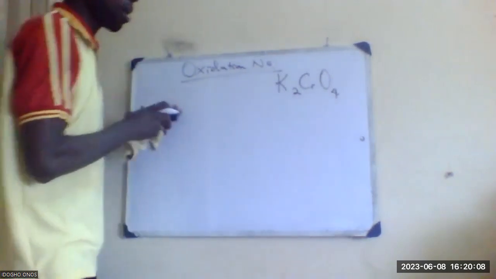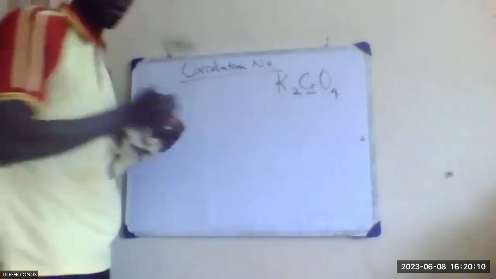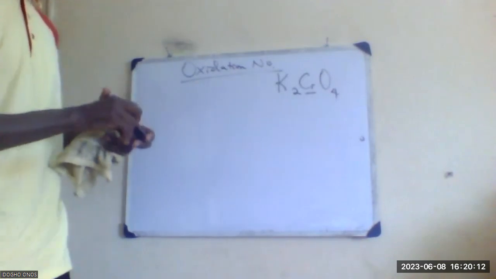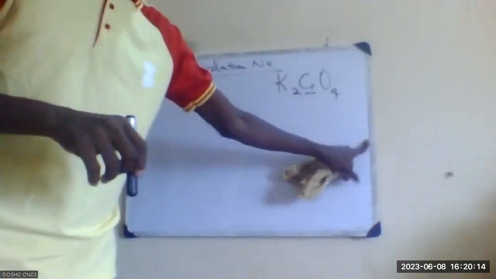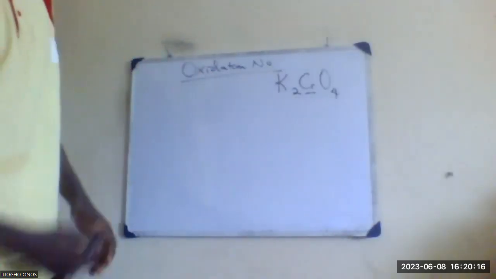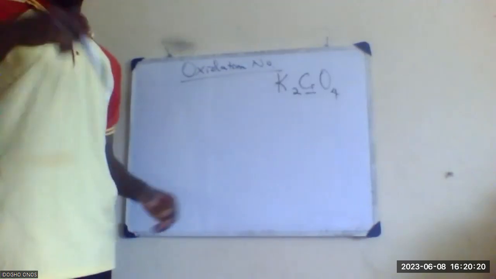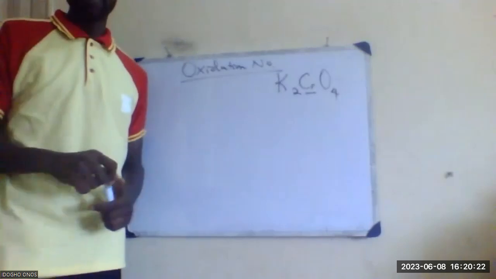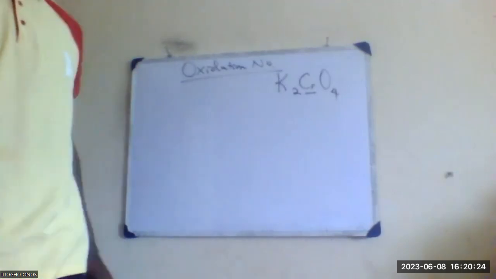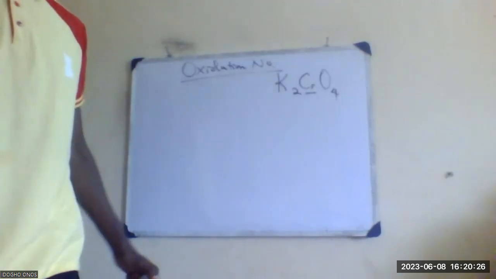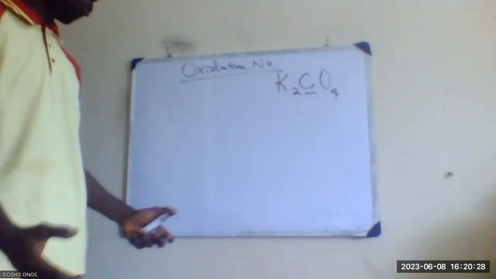What is the oxidation number of chromium? Chromium is Cr. The oxidation number of chromium in this compound. So there are 3 elements there. K, what is the oxidation number of K? Can anybody try? The oxidation number of K, which is your potassium. It's +1. Okay, +1.